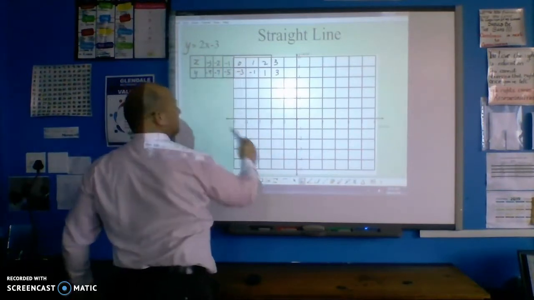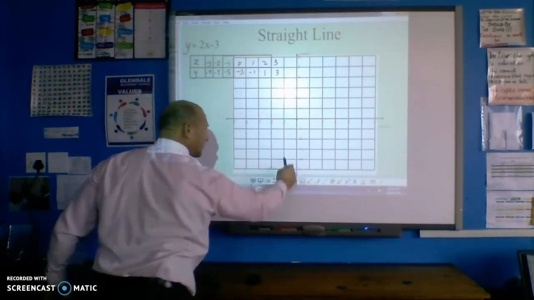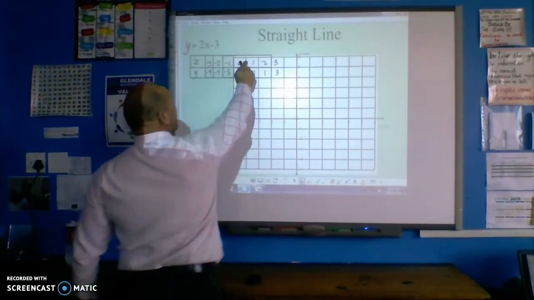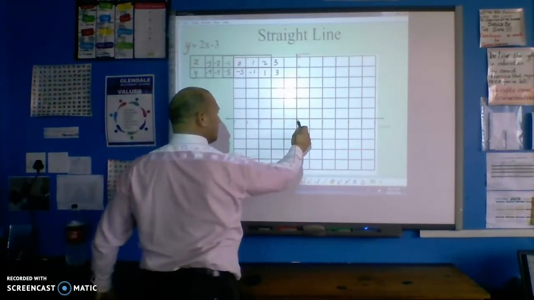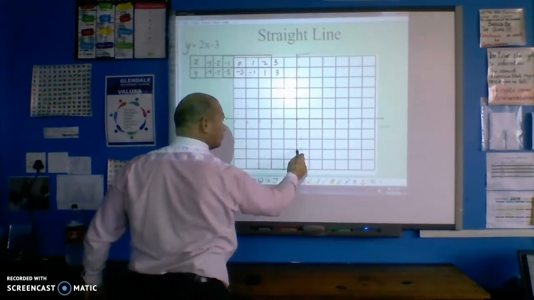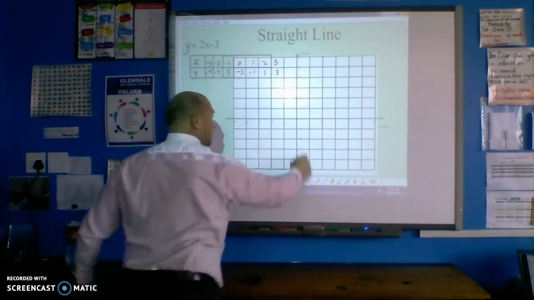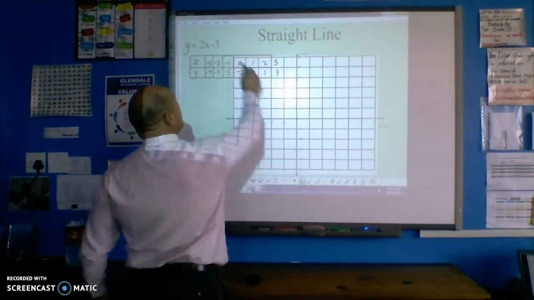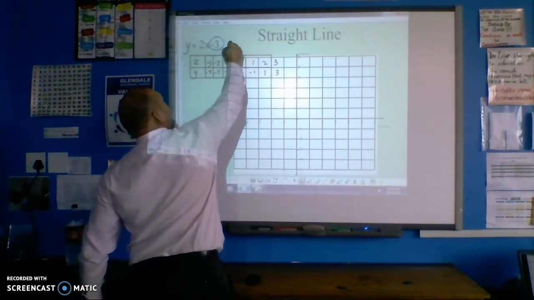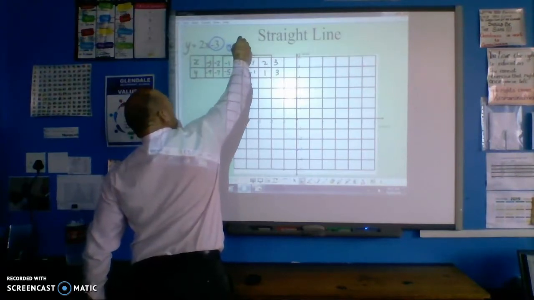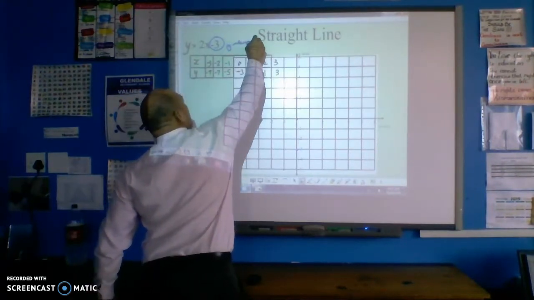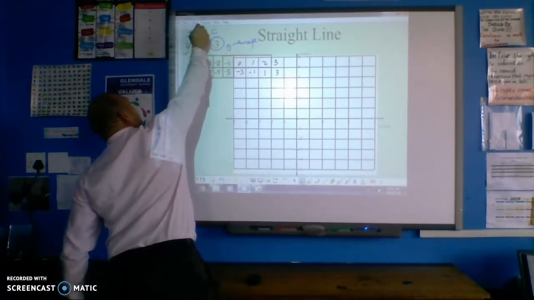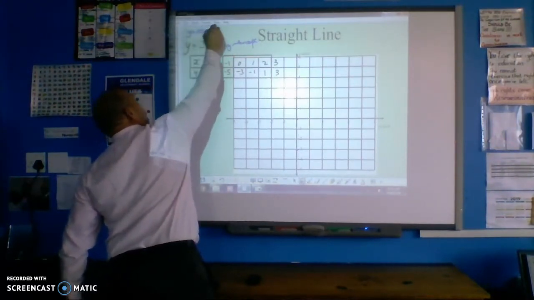So minus 1 and negative 5. I go to minus 1 and negative 5 and I plot where the two lines meet, 0 and minus 3. 0 and minus 3, that's also my y-intercept. Where a graph is going to cut the y-axis, we know that as the y-intercept, also known as the c-value. y is equal to mx plus c.